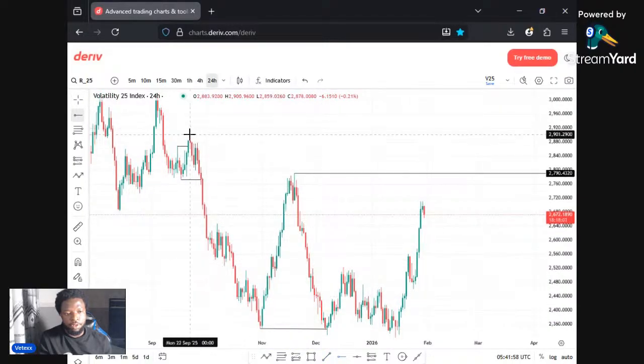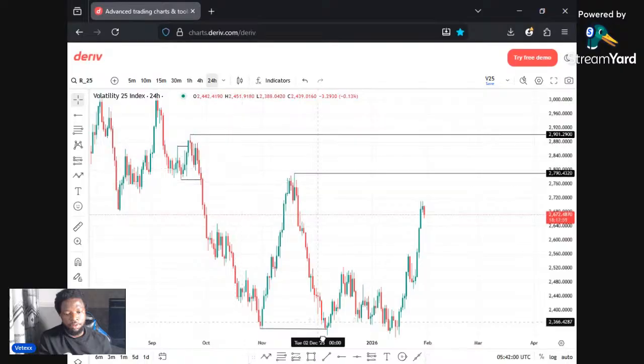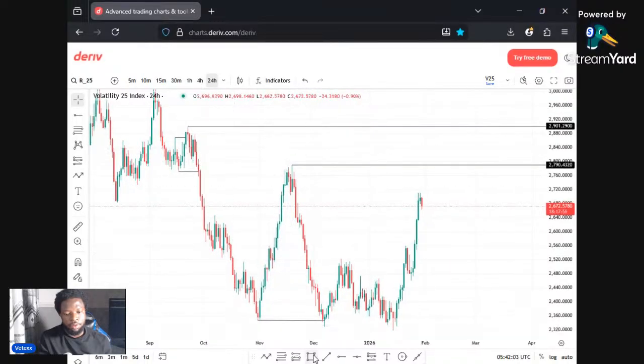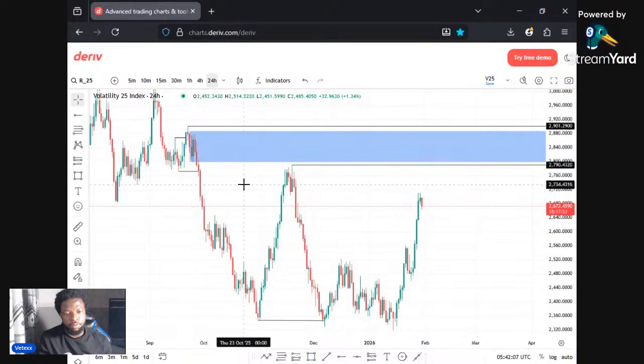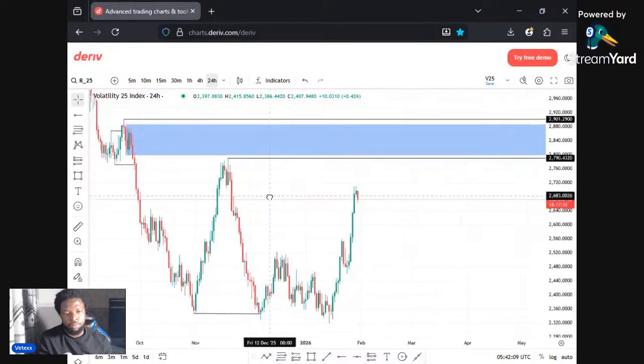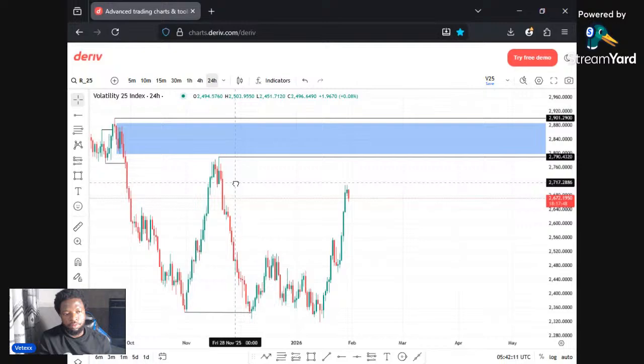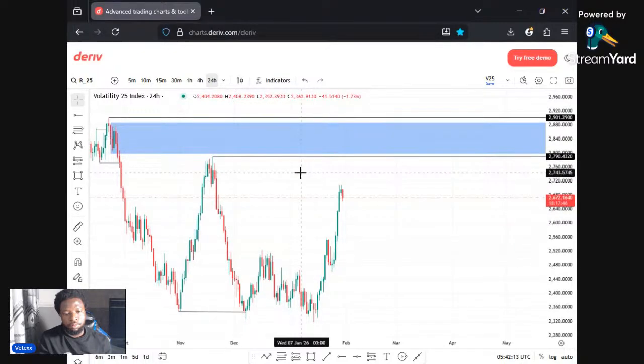This is our protected high. And this is our point of interest. So price is going to start selling from here. This is the finish point.